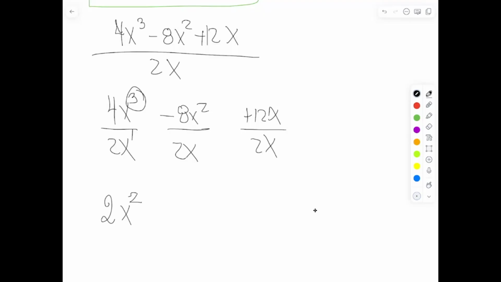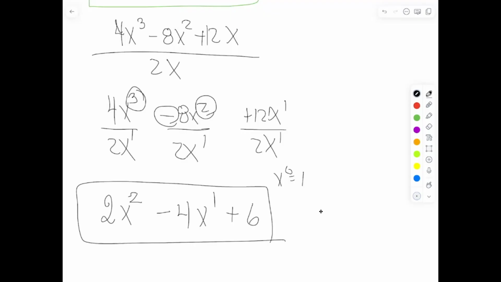What is 8 divided by 2? 4. A negative and a positive is what? A negative. 2 minus 1 is what? x to the 1. 12 divided by 2 is what? 6. And x divided by x, this is 1 minus 1, is x to the 0. x to the 0 is 1. 6 times 1 is 6. So I get my final answer. This is it.